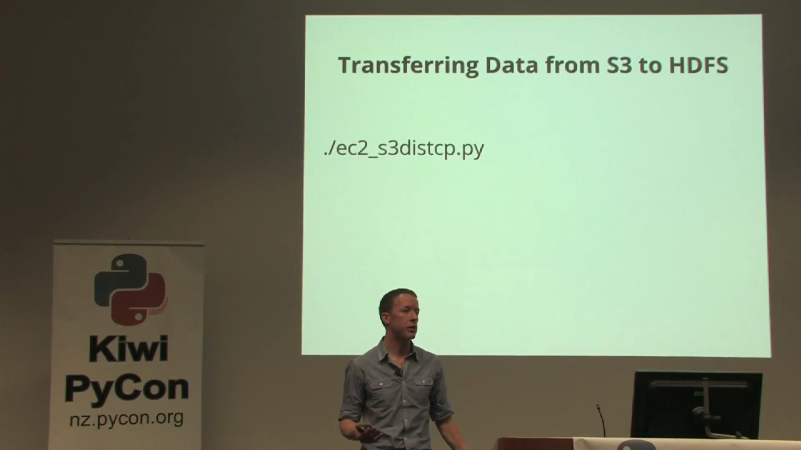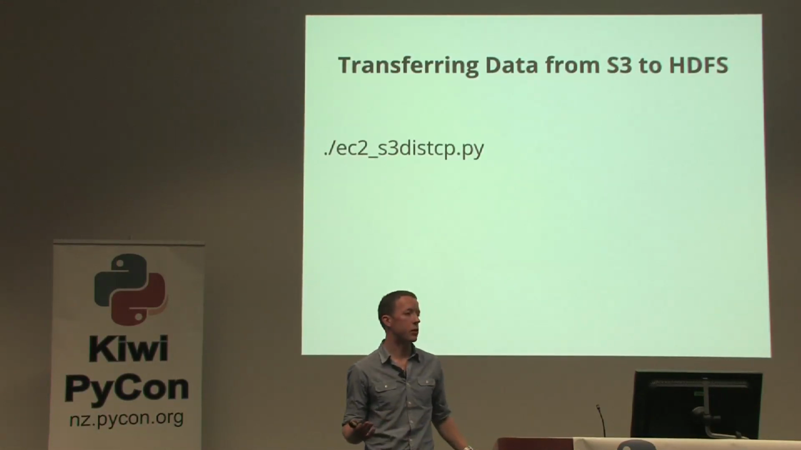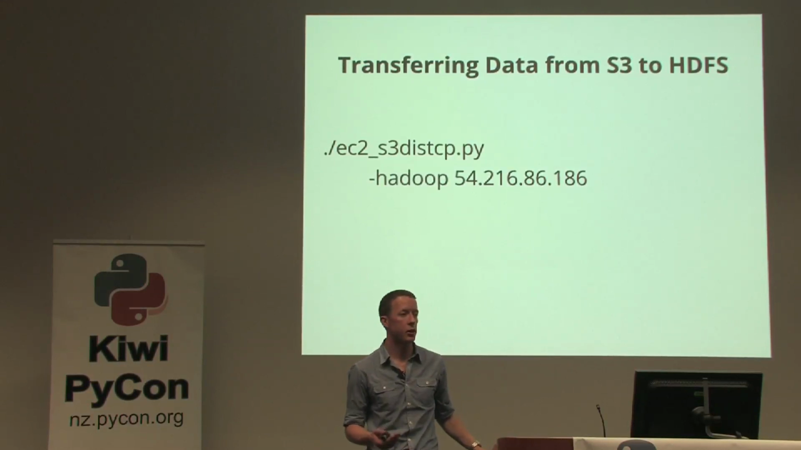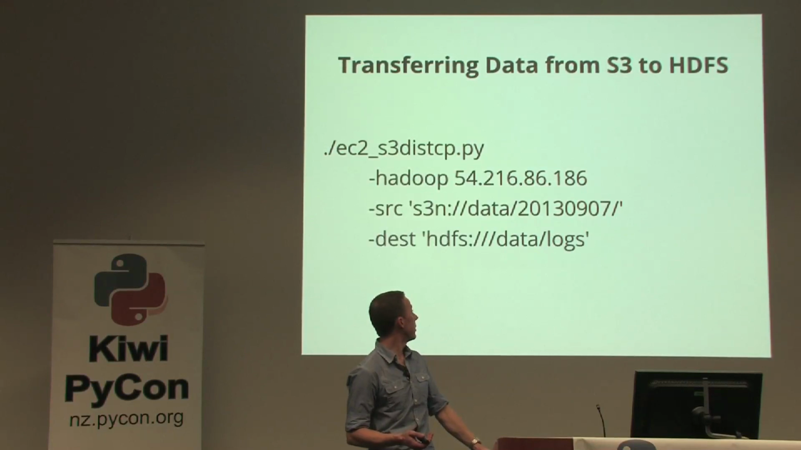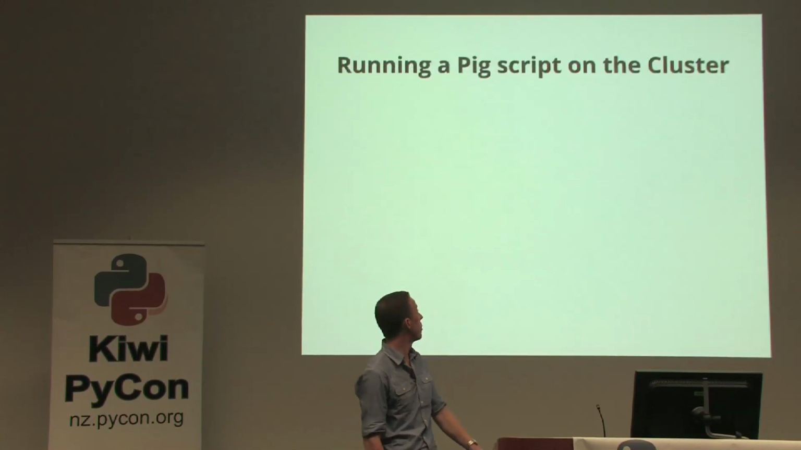So I've got a little Python script written that does the job of transferring the data from S3 where it's stored to the distributed file system on my newly launched cluster. You provide the script the IP address of the Hadoop name node, the S3 location of the data you want to move, where you want to put it in the distributed file system, that's like the local path, and a filter if you want to apply a filter to the files that are in that S3 location.